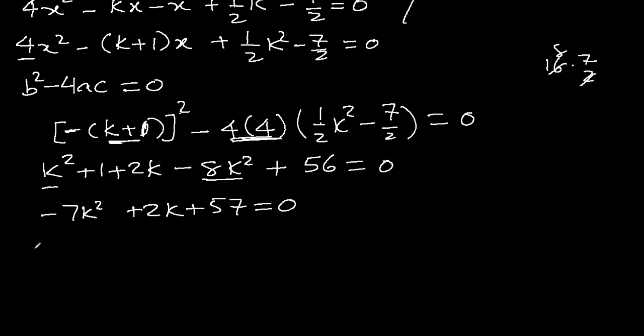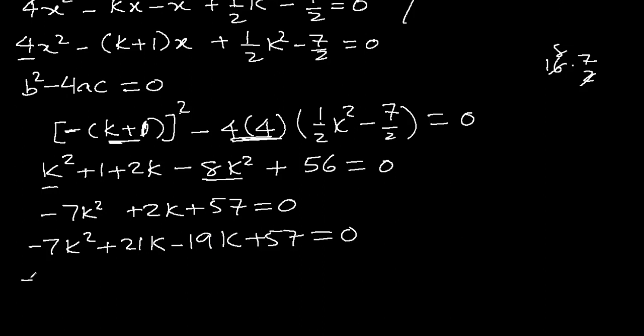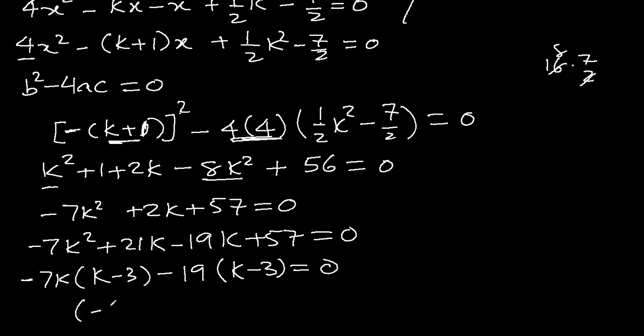I'm just going to factor this. 7k square, and it will be 19, 21. 21k minus 19k plus 57 equal to 0. Minus 7k taken common here. K minus 3, minus 19 is taken common. K minus 3 equal to 0. So I get minus 7k minus 19 and k minus 3 equal to 0.